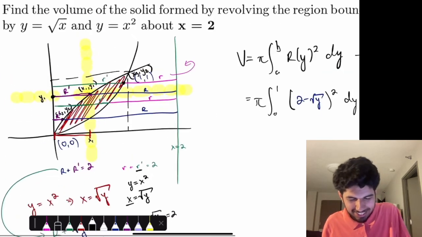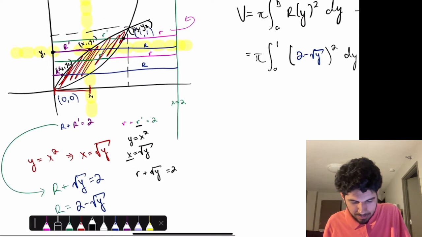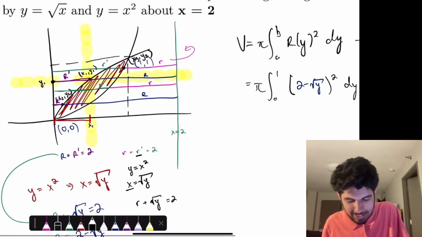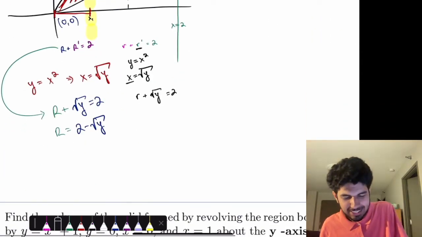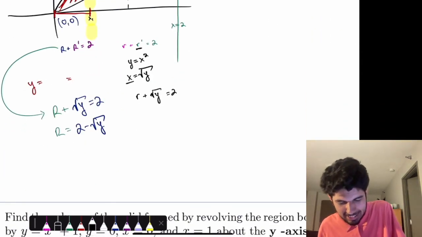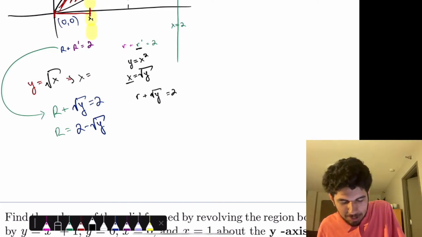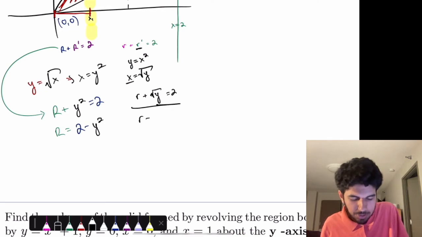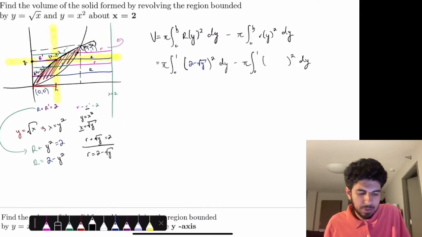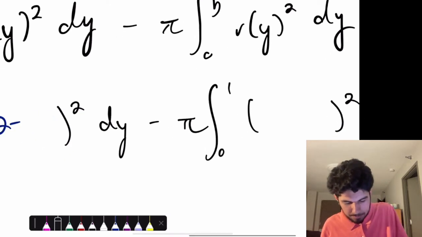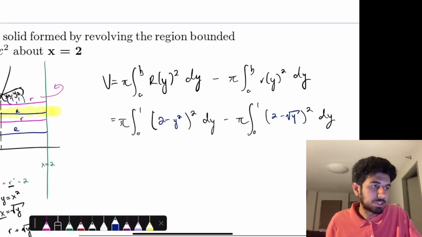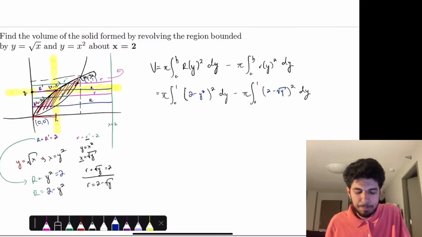Oh wait, sorry, no, this is the wrong thing. Wait, what did I do wrong? Sorry, this is the function y equals the square root of x. Let's go back here and change this around a little bit. This is y equals the square root of x, so x equals y squared. Sorry, so this gets changed. 2 minus y squared. Here, this stays the same. So now we have little r equals 2 minus the square root of y. We can come back here and change this. And now we have our functions that we're after, our radii that we're after.